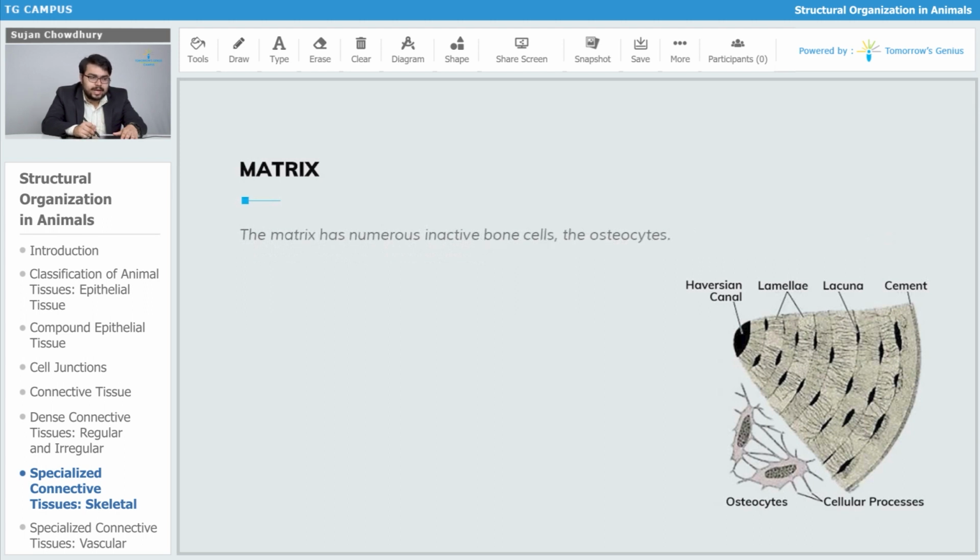The matrix also has numerous inactive bone cells, which are the osteocytes. So osteoblasts are the cells which are important for bone formation, and osteocytes are more or less inactive. These are the inactive bone cells which are present in the bone matrix. So here we can find the osteocytes, their structure.